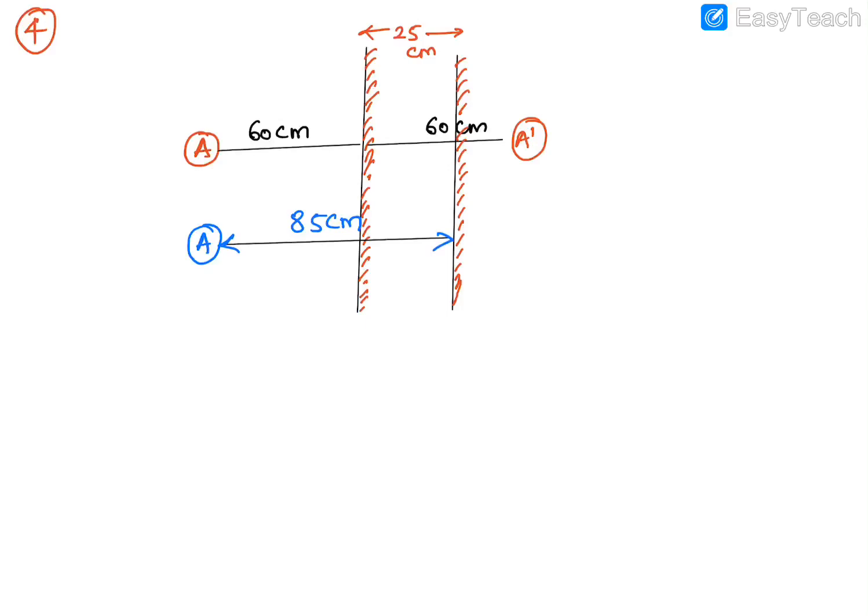Same way, now where will the image be formed? Image will again be formed 85 centimeter behind the mirror. So the image will be formed here, right? I'll name it as A double dash. And what will be this distance? It will be 85 centimeter again.